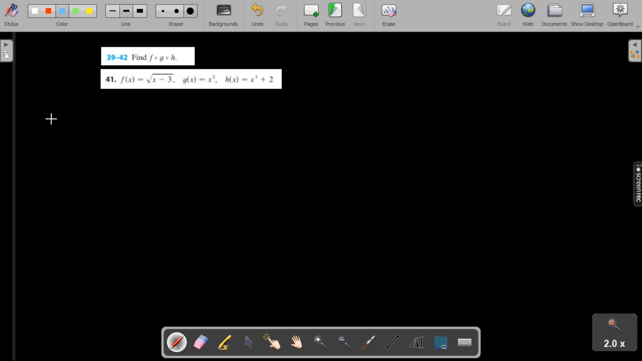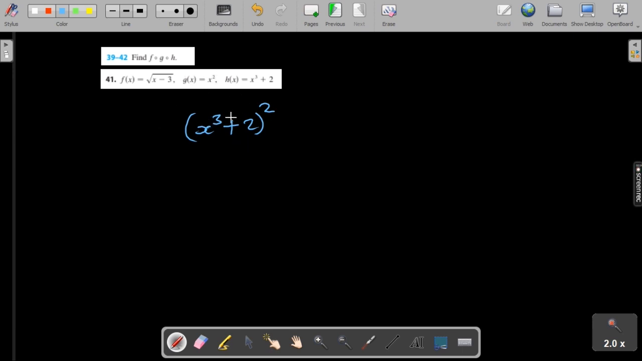To find f of g of h, I'm going to start with g of h. So g is x squared. I'm going to substitute h into that. So where I see an x, I'm going to substitute all of h. So h is x cubed plus 2. Then don't forget to square, because g of x is x squared.